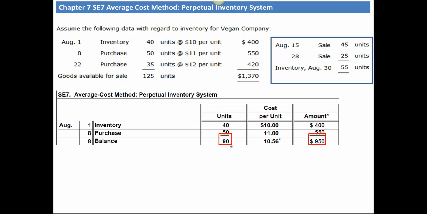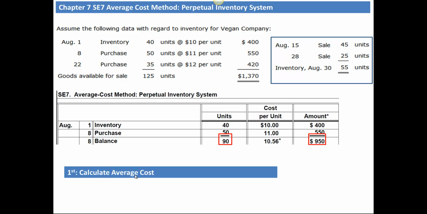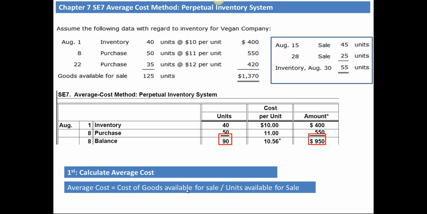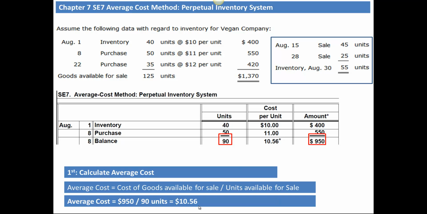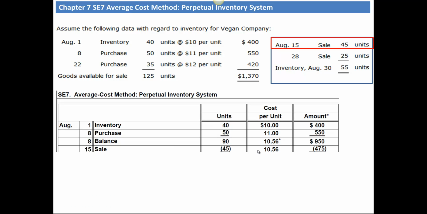So to calculate our balance, we have to use the equation cost of goods available for sale divided by units available for sale. So at this point in time, all we have is our beginning inventory and our purchase. So we take our $950 for our total of those divided by the 90 units, and we get $10.56 as our average cost. And that kind of makes sense because we had 40 units at $10 and 50 units at $11, so it's going to be somewhere in between $10 and $11. So then we're ready to record our sale.